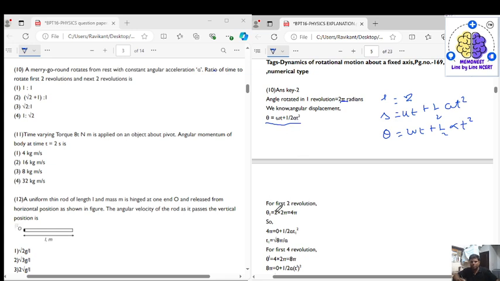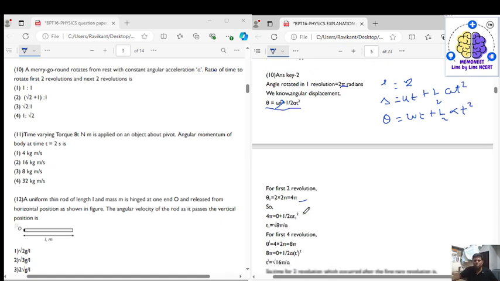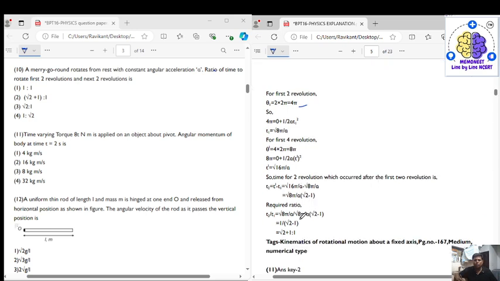So for the first 2 revolutions, theta 1 will be equal to, because initial omega is 0, so this becomes 0, 2 into 2 pi, that is 4 pi. Putting the values in the formula, 4 pi, that is theta, equals omega t plus half alpha t1 square. So from here we get t1 equals under root 8 pi upon alpha.